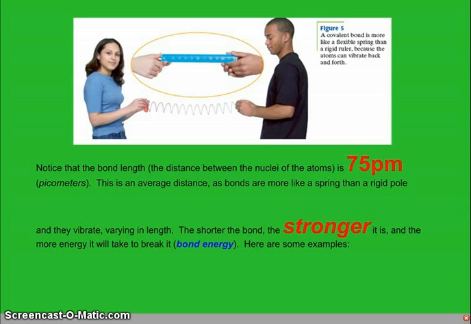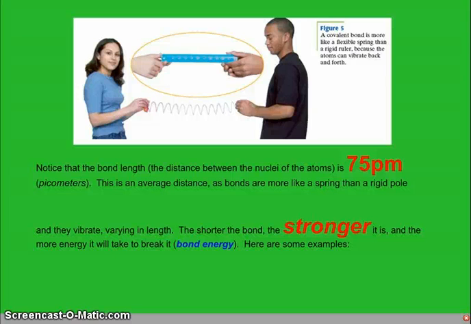But the bond length, the distance between the two nuclei of those hydrogen atoms, is 75 picometers. And this is an average distance, as this little figure is showing. A bond is not a rigid structure. It is a flexible, moving structure, and so that 75 picometers is an average distance.